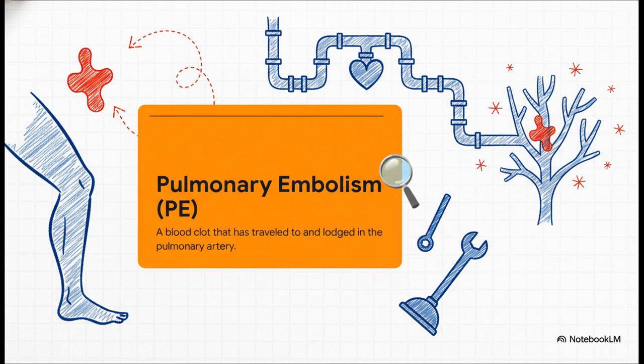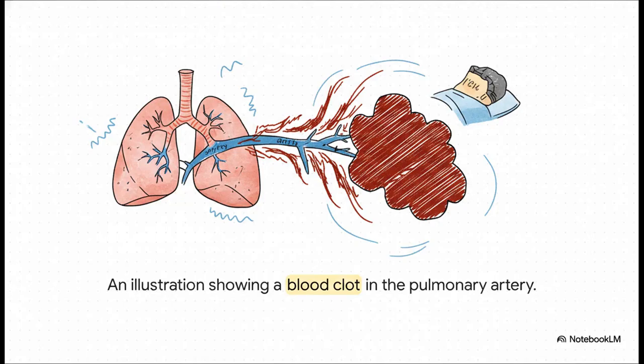What exactly is a PE? You can think of it like a plumbing problem, really. A clot, usually from a deep vein in the leg, a DVT, breaks loose, takes a trip through the heart, and then, bam, gets stuck in the pulmonary artery. And this illustration shows you exactly what I'm talking about.